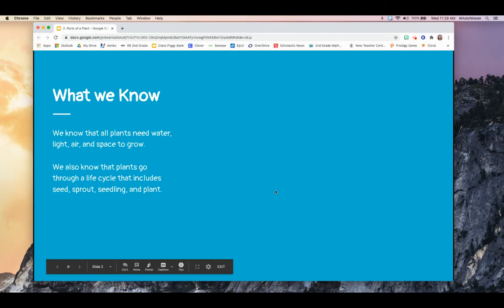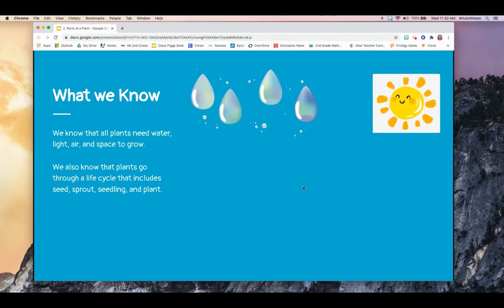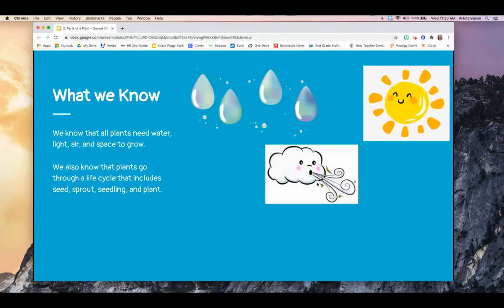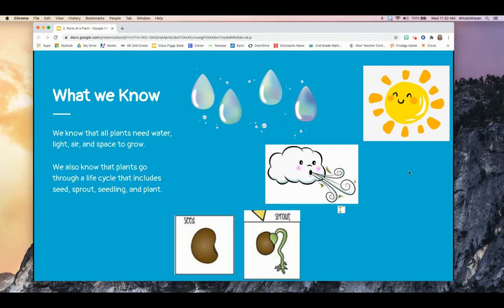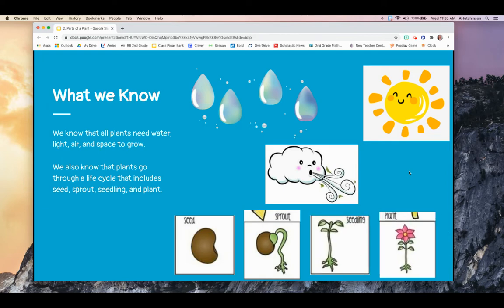Here's what we already know. We know that all plants need water, light, air, and space to grow. We also know that plants go through a life cycle that includes seed, sprout, seedling, and plant. But how do plants get those things that they need: water, light, and air? How do the plants change as they go through their life cycle?